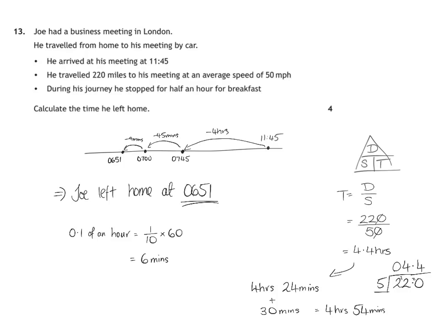So in here, our marks are, first one is for getting 4.4 hours. Second mark was for seeing that that was 24 minutes and not 40 minutes. Our third mark is for knowing and being able to figure out with the half an hour. So we've got 4 hours and 54. And then our final mark is for getting our answer of 6:51 for the time that they left. So that's our last question for the non-calculator paper for 2019.